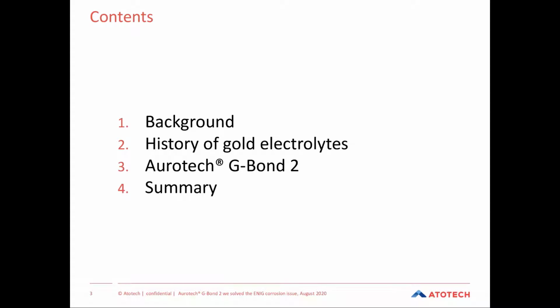I'm going to start with a brief background introduction on why we looked into the development of a new gold for ENIG and why corrosion might be a critical topic. With that, I will also go through a brief history of the different gold electrolytes which are available and still being processed in the market, and what the differences are in terms of the reaction mechanism and the properties, including the ENIG corrosion properties they have.